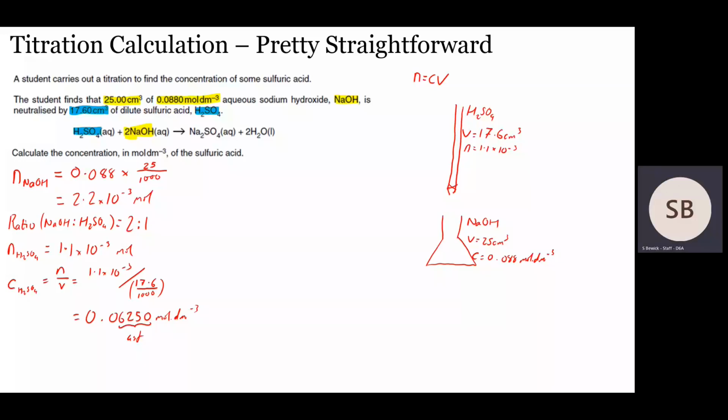And that's a relatively straightforward titration calculation. Work out the moles of something that you know the volume and concentration of, do the ratio to work out the moles of the other thing, and then do whatever the calculation is at the end. Normally, in this case, it'd be work out the concentration.